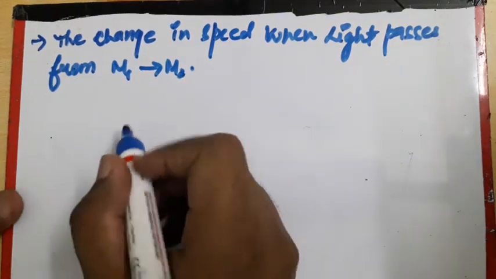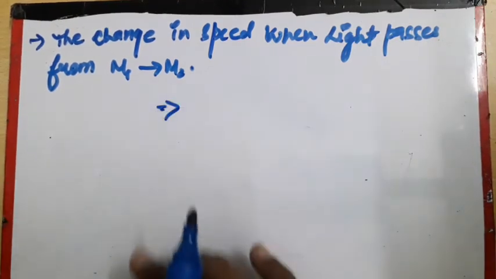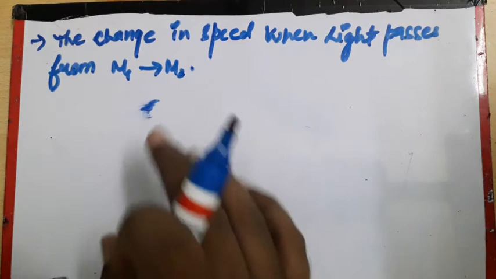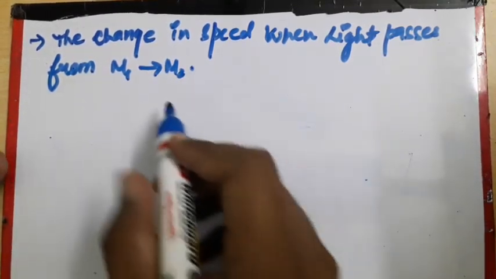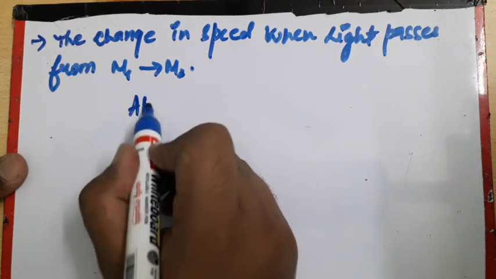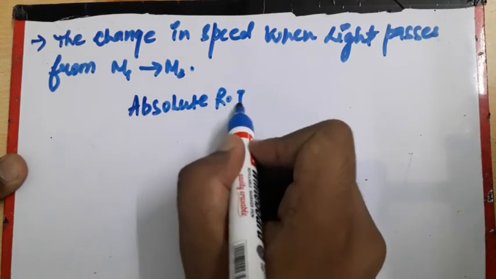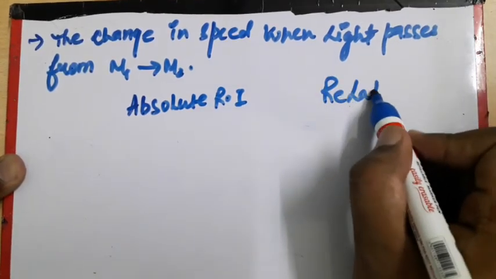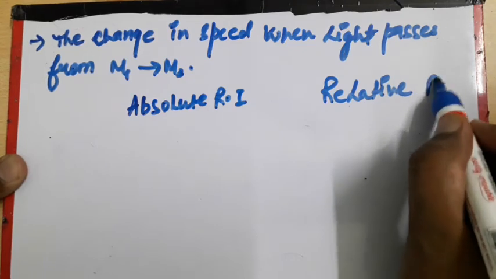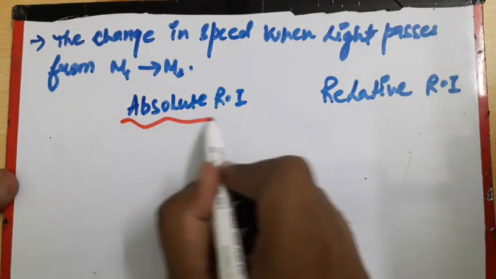So what is the formula for that? First of all we have to define, refractive indices are of two types, right? In the case of speed we will define them into two types. First one is absolute refractive index, and second one is relative refractive index, right? So what is absolute and what is relative refractive index? We'll understand this thing.